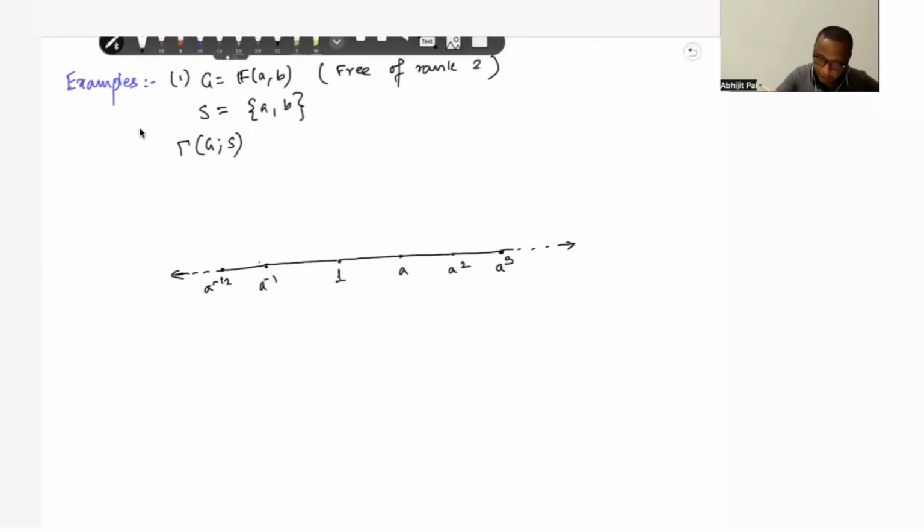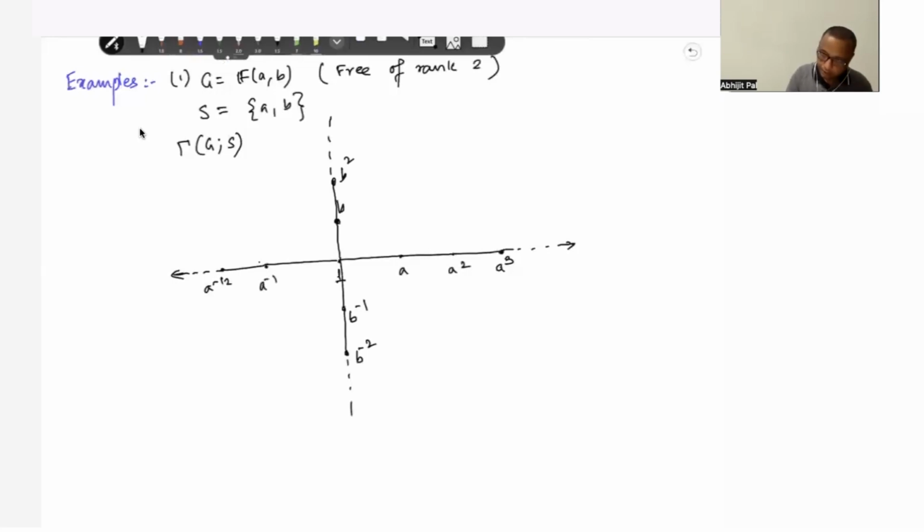Now let us take the generator b. So from 1 to b, again you will get an edge. b to b squared, you'll get an edge. And in the other direction, between 1 and b inverse, there will be an edge. Between b inverse and b minus 2, there will be an edge, and you can continue this process.